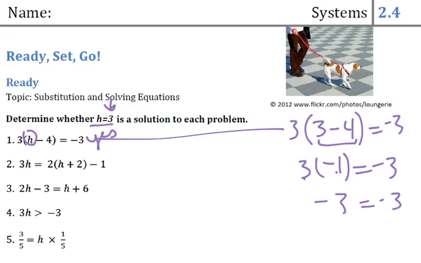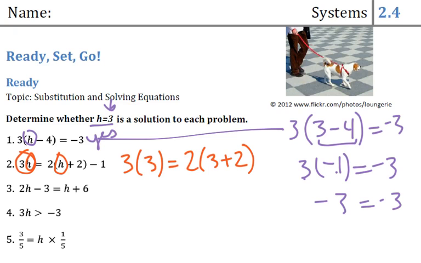Okay, then we try 2. Same idea. We've got 2 variables this time. So we plug in 3 to both variables. Remember, 3h is 3 times h. So 3 times 3 is 9. 3 plus 2 is 5. Times 2 is 10. These are not equal. So that is not a solution.